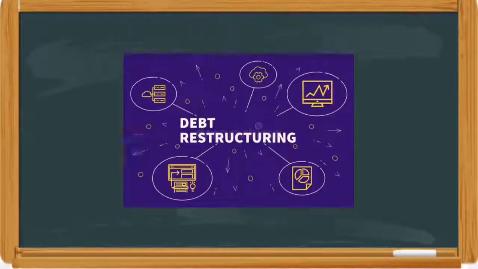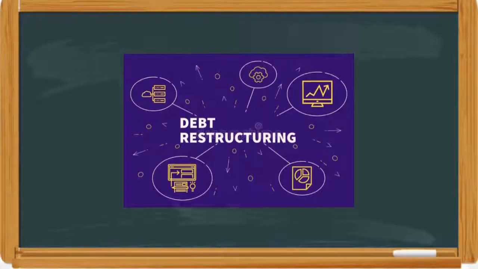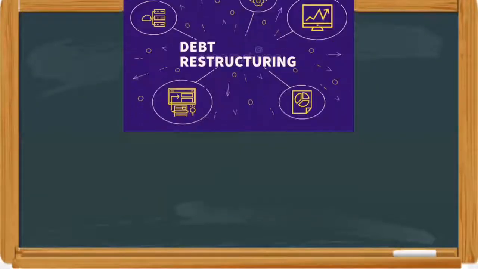Now, that concludes our discussion, and remember the three forms of debt restructuring: the asset swap, the equity swap, and the modification of terms.